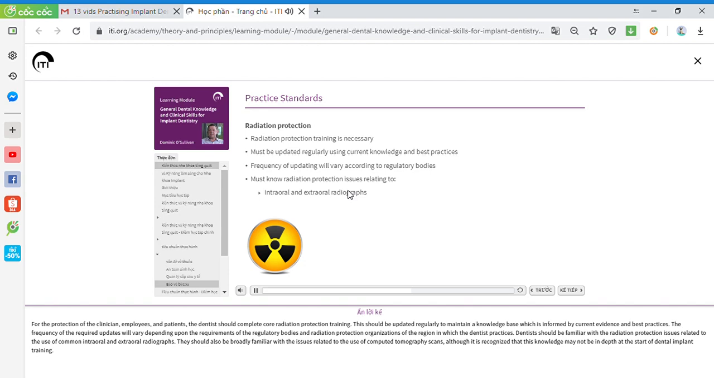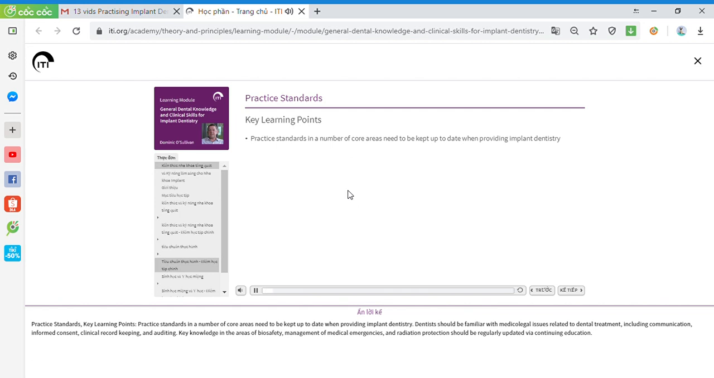Dentists should be familiar with the radiation protection issues related to the use of common intraoral and extraoral radiographs. They should also be broadly familiar with the issues related to the use of computed tomography scans, although it is recognized that this knowledge may not be in depth at the start of dental implant training.